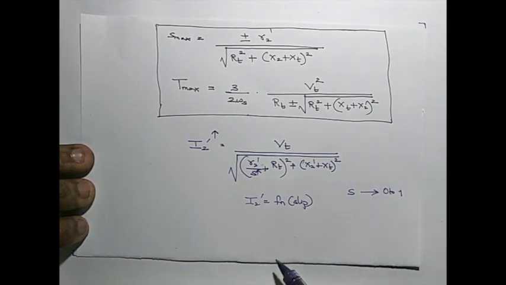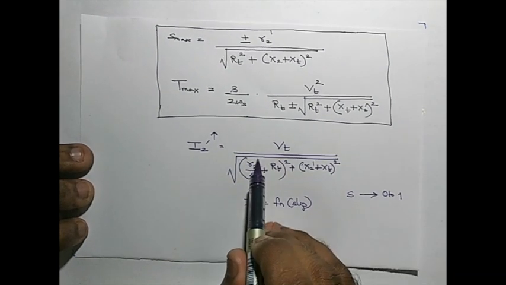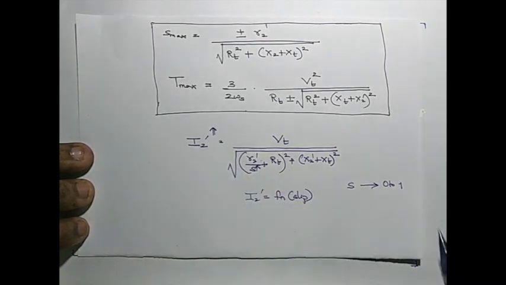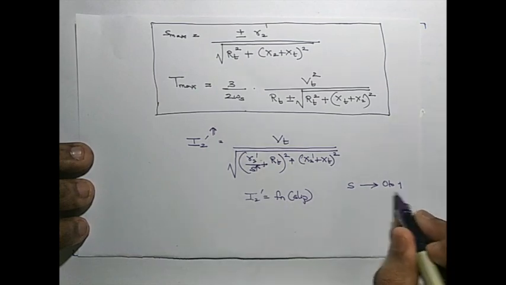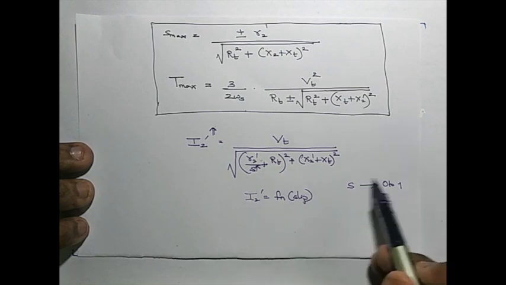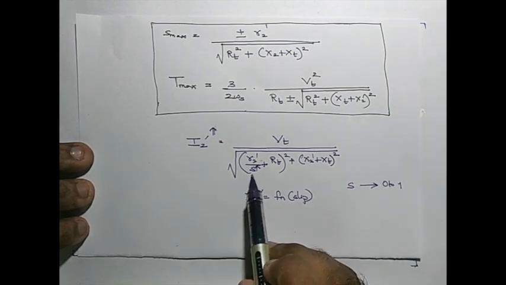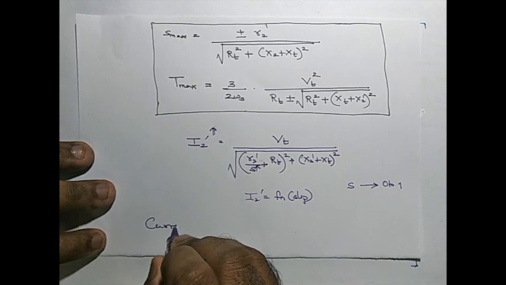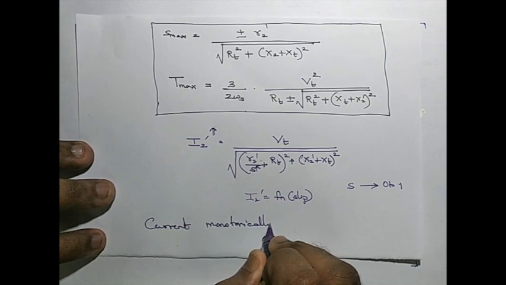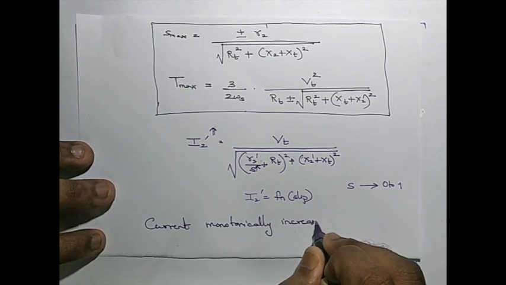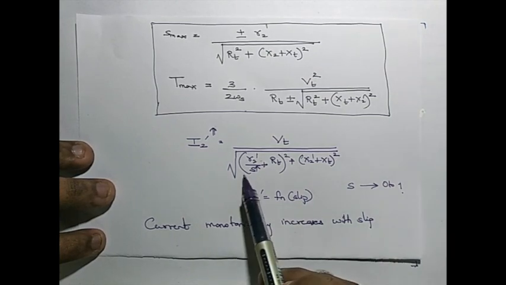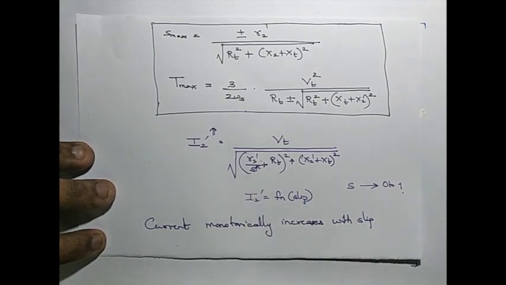As slip further increases, what will happen? This term further reduces. The denominator further reduces. Current even more increases. This process continues until S becomes equal to 1, which means there is nowhere the current reaches a maximum value and returns, like torque. Current monotonically increases with slip. That is, as slip increases, there is no turning back for current. It continuously increases.